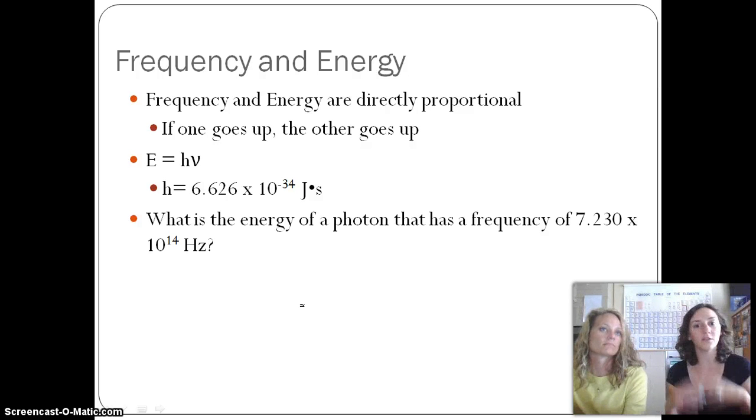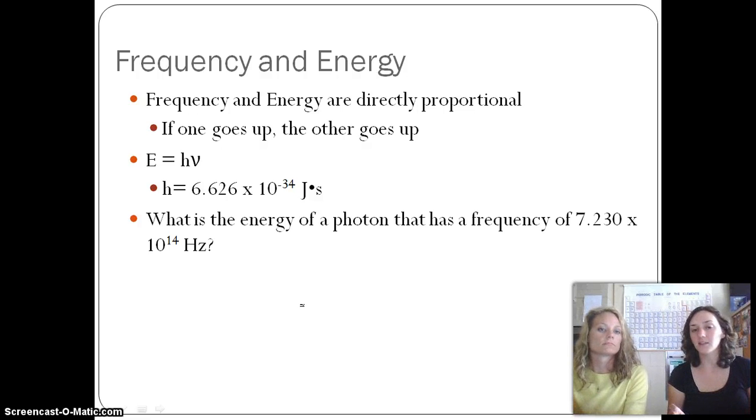So if either of these go up, then wavelength is going to go down. So here's your second equation: energy, capital E, equals h times frequency. H is Planck's constant. Remember the serious guy from two slides ago?